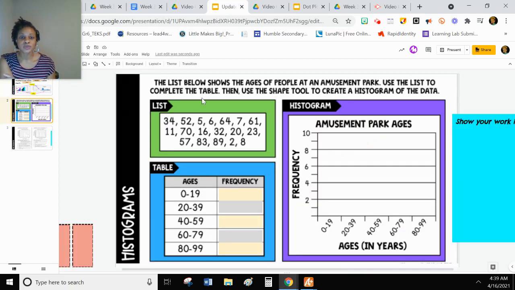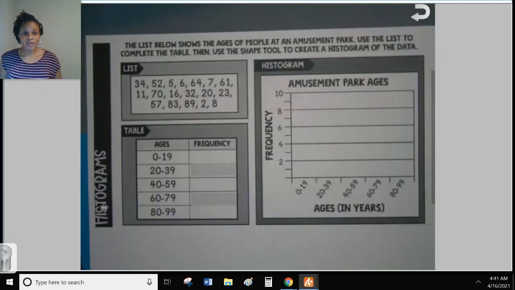Next, we're going to look at how to find the frequency from a data set and create your histogram. So we're going to go back and forth. I'm going to do a little bit on paper, and then I'm going to do a little bit on the computer. So let's go practice. I'm going to take this data set. The list below shows the ages of people at an amusement park. Use the list to complete the table. Then use the shape tool to create a histogram of data.